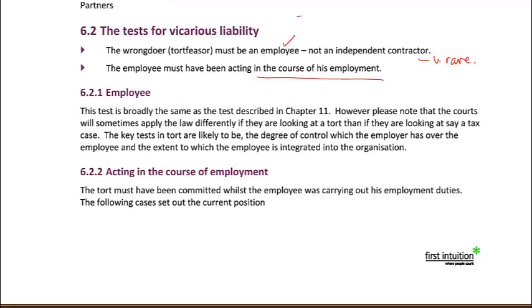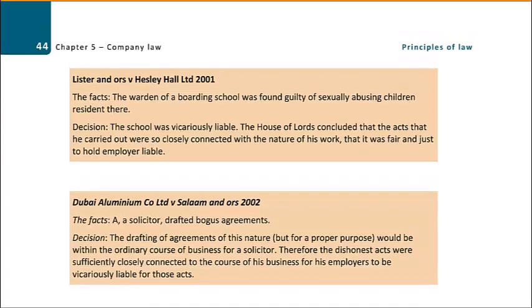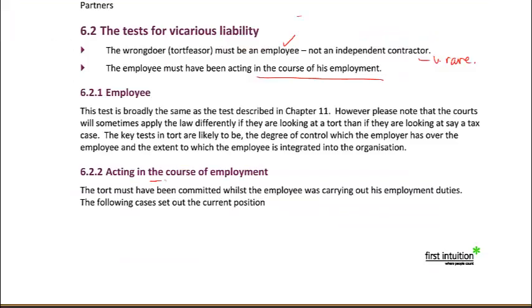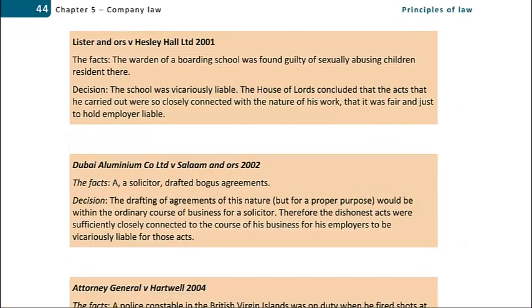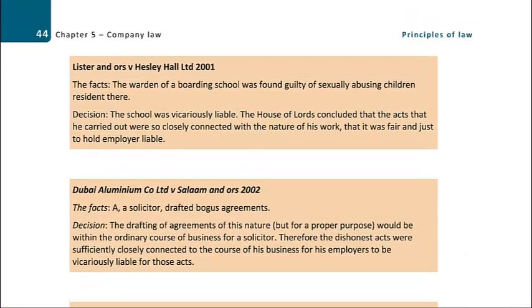The second test is that the employee is acting in the course of his employment. Now, this phrase here is pretty important because in order for your employer to be liable, you must have committed this tortious act, this negligence, let's say, whilst you were carrying out your employment duties, not on what we call a frolic of your own. And here are some cases that tell you how that might work.